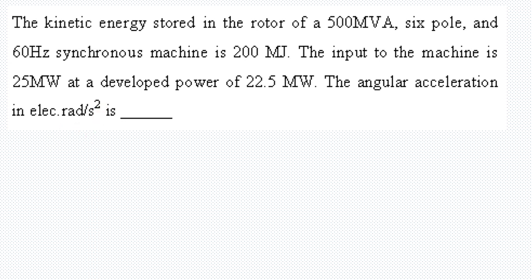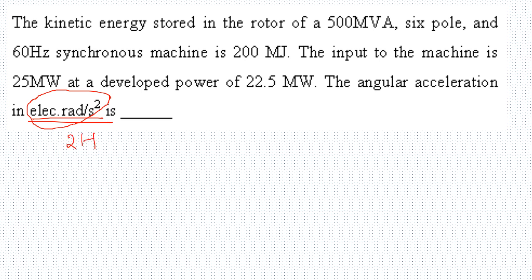Then the question asks: what is the acceleration in electrical radians per second square? Please take note of this unit, as we have to get our answer in electrical radians per second square. Let us see how to proceed for this problem. This can be done very easily with the help of the swing equation, so I write the swing equation and then I'll explain.